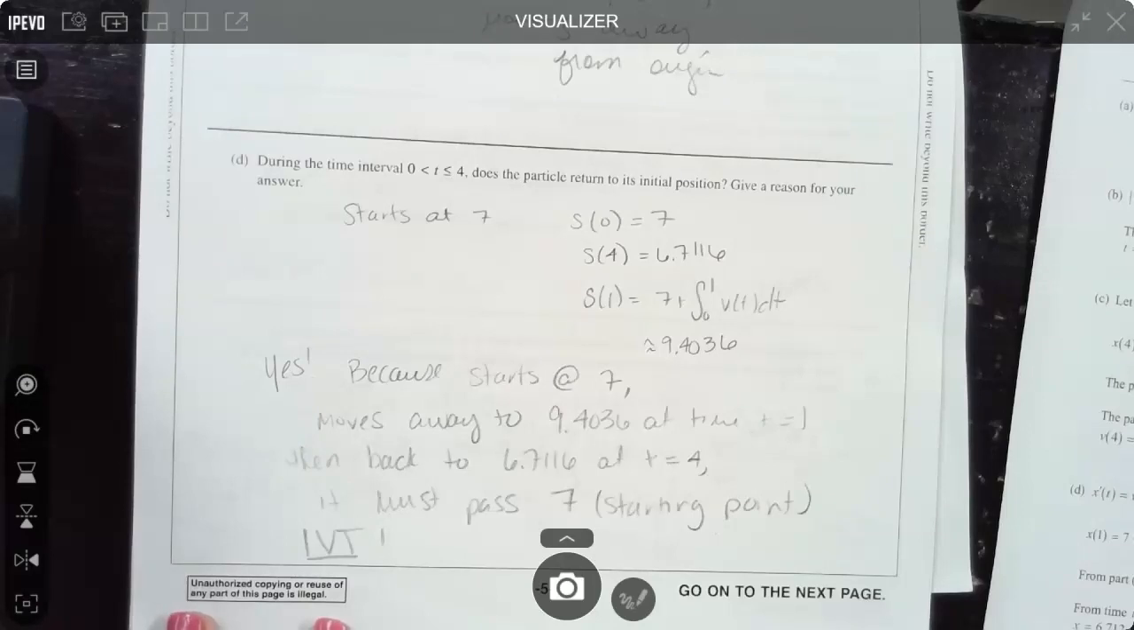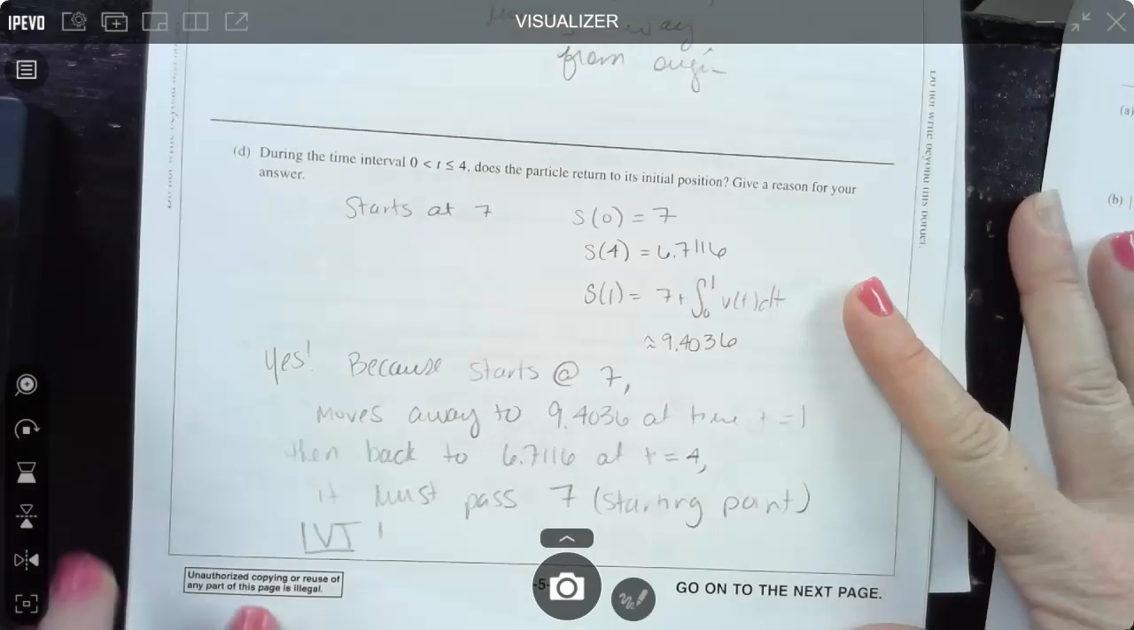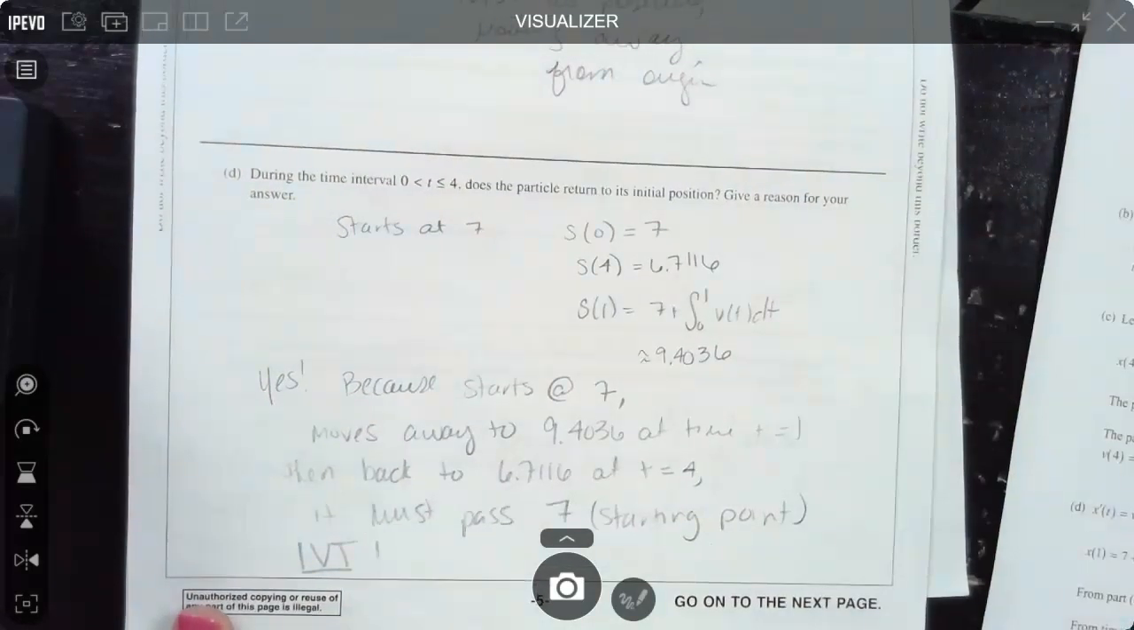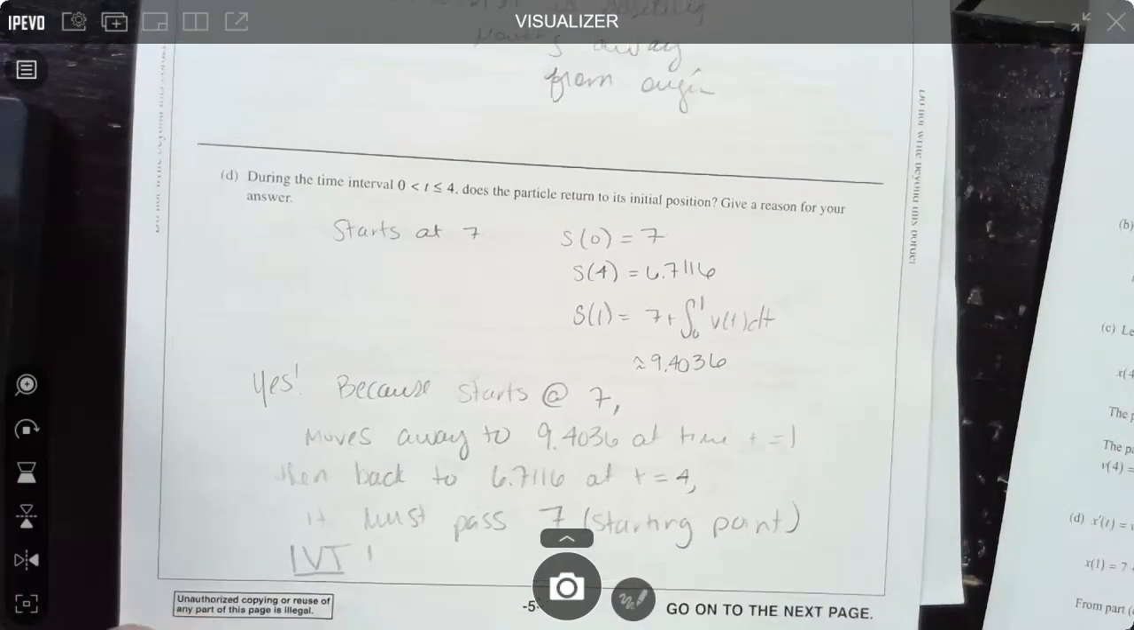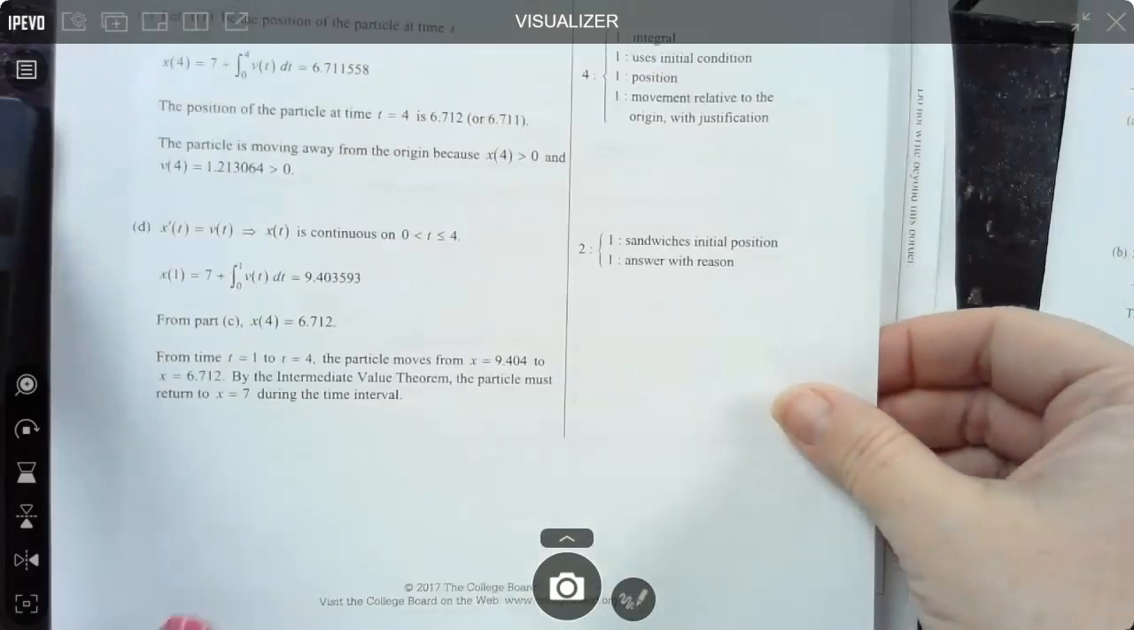You didn't take that initial position into consideration. I would say for that one, they're probably looking for that intermediate value theorem for you to say by the intermediate value theorem. Did you sandwich it between? Let me show you what they got.